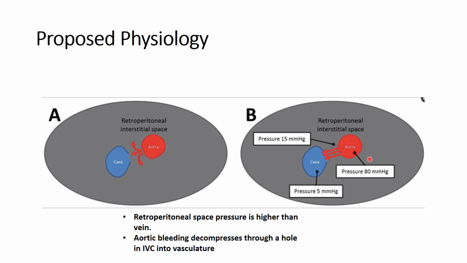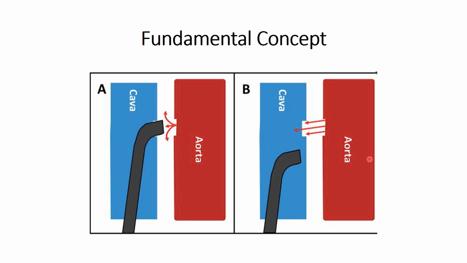Another fundamental concept while doing these cases: you never want the catheter in between the IVC and the aorta, because you took away your fistula, and now all the aortic blood is going to go into the retroperitoneal space, and the patient is going to bleed to death. So this is very important. You never want your catheter sitting like in panel A, where you're occluding your vein.